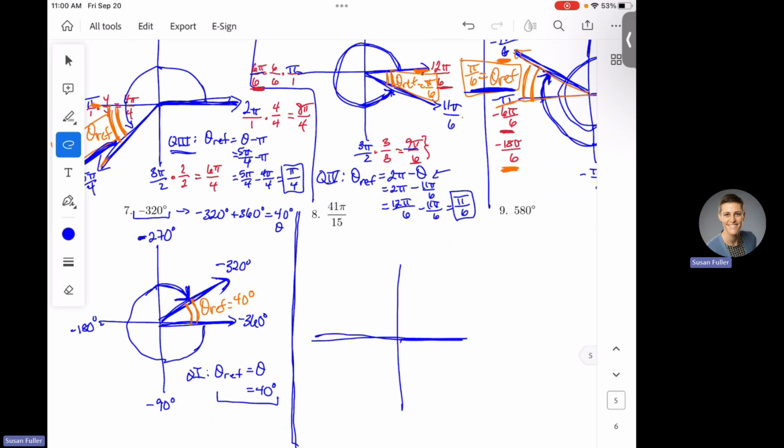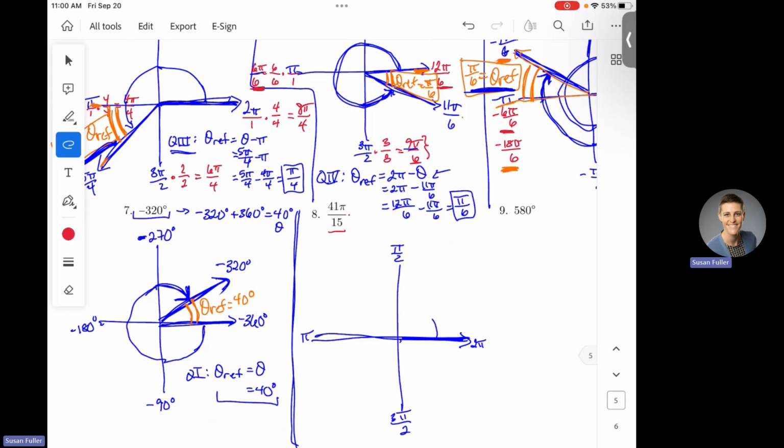I'm going to put my initial side here on the positive x-axis. This is a positive angle, so it's going to rotate up counterclockwise from there. And I have to put my landmarks in. This is a positively rotating angle, so they'll go where they normally do. And I have to get a common denominator. What would the common denominator between my angle and all of my landmarks be? Yep, it would be 30.